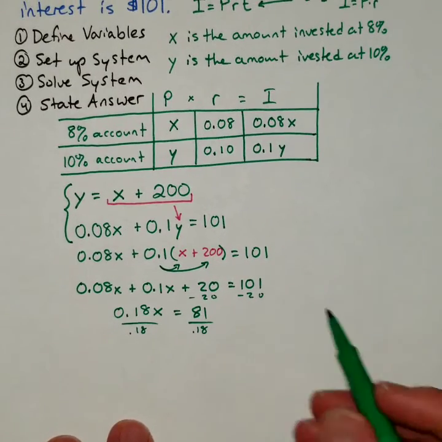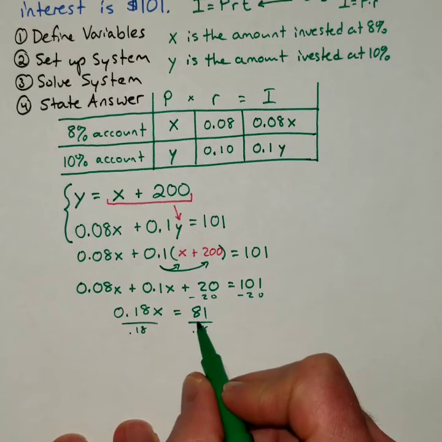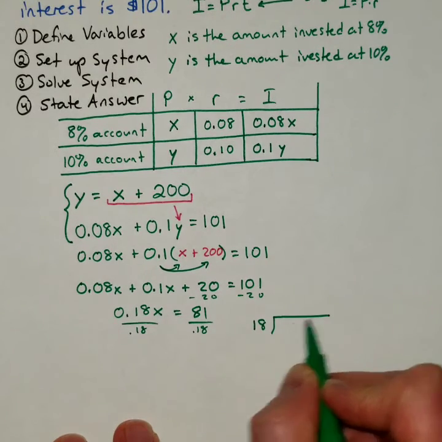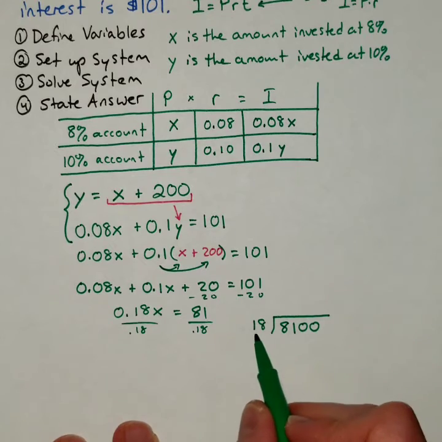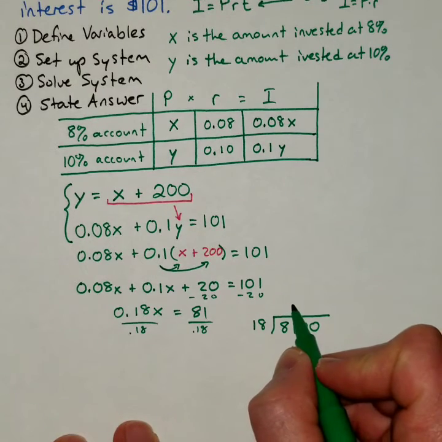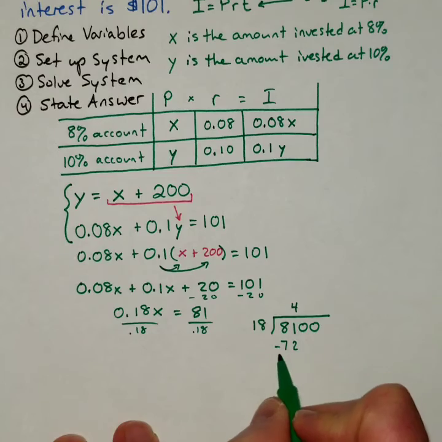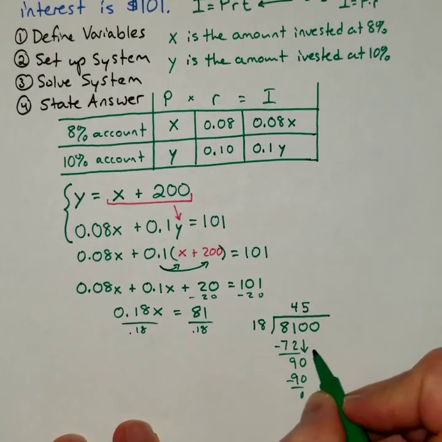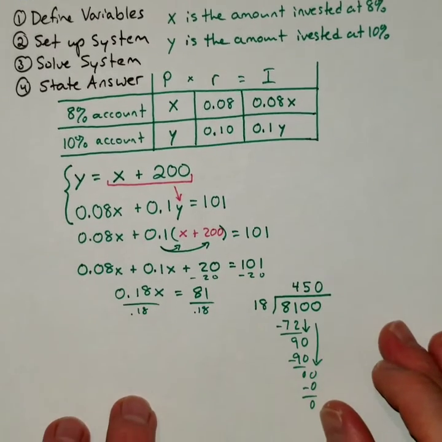And I'm going to do that arithmetic over on the side here. So 0.18 into 81, if I move the decimal twice on the bottom, I move the decimal twice on the top. This would be the same as 18 into 8,100. Okay, just move both decimals over twice. And so 18 into 81 will go 4 times. 4 times 18 ends up being 72. Do the subtraction, that's a 9, bring down the 0. 18 goes into 90 5 times with a 0. Bring down the 0, 18 goes into 0 0 times, and our remainder is 0. So this works out exactly 450.